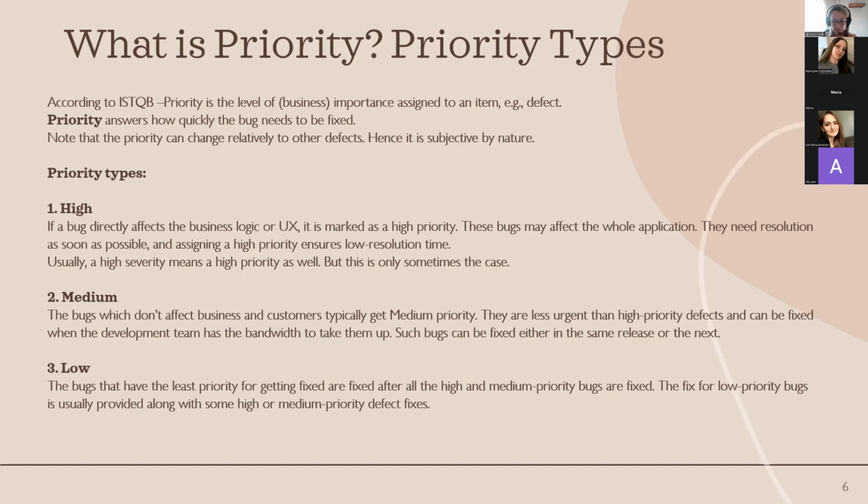Next is medium. The bugs which don't affect business and customers typically get medium priority. They are less urgent than high priority defects and can be fixed when the development team has the bandwidth to take them up. Such bugs can be fixed either in the same release or in the next. Next is low. The bugs that have the least priority are fixed after all the high and medium priority bugs are fixed. The fix for low priority bugs is usually provided along with some high or medium priority defect fixes.